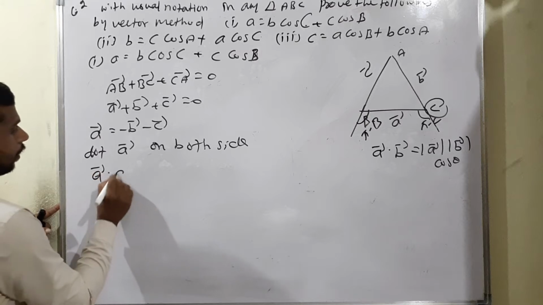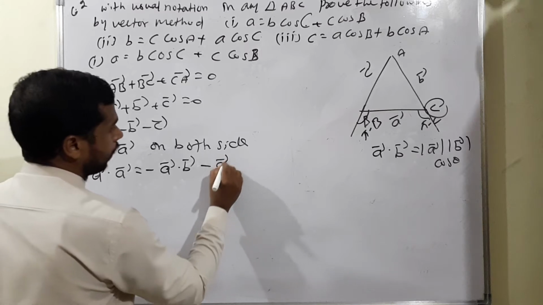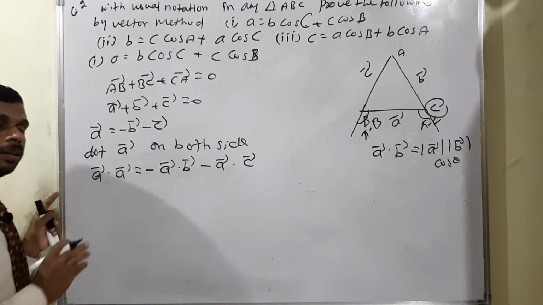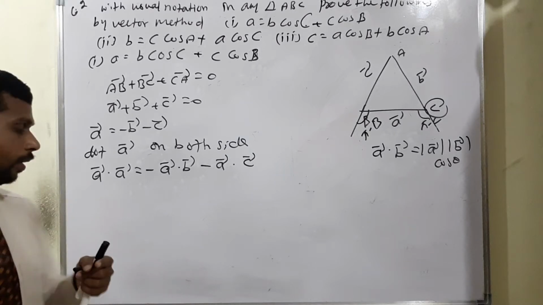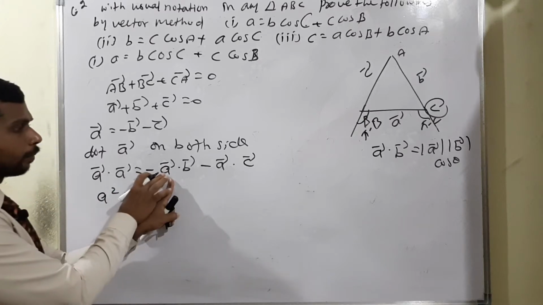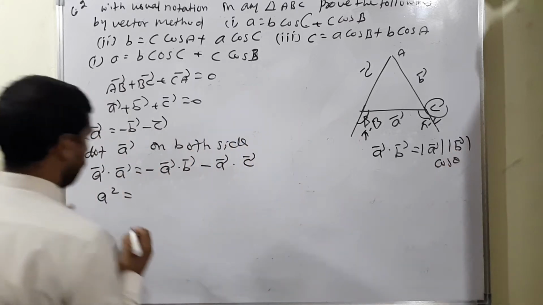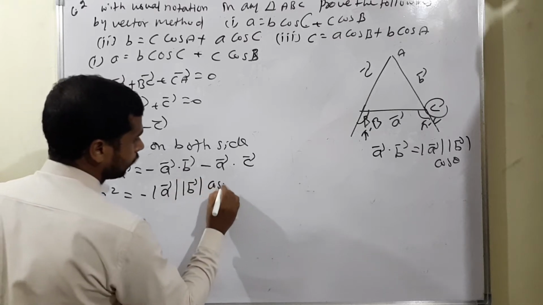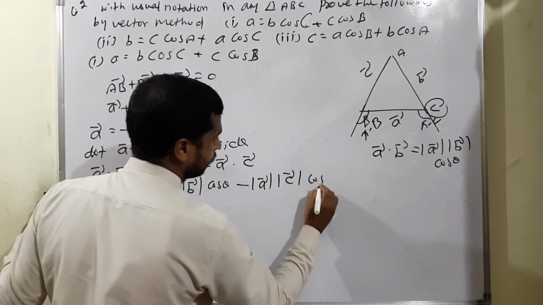So A vector dot A vector is equal to minus of A vector dot B vector, again minus of A vector dot C vector. Now we already know A vector dot A vector means A square, while A vector cross A vector has value 0. Therefore A square is equal to, now this is the formula, A vector dot B vector means modulus of A vector into modulus of B vector into cos theta. Therefore, minus sign as it is, modulus of A vector into modulus of B vector into cos theta, again minus modulus of A vector into modulus of C vector into cos theta.